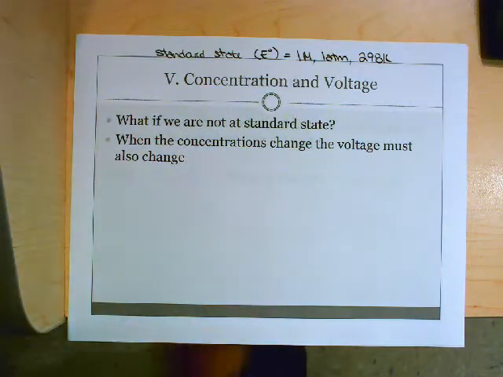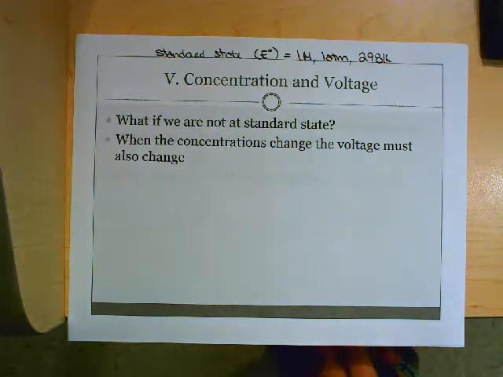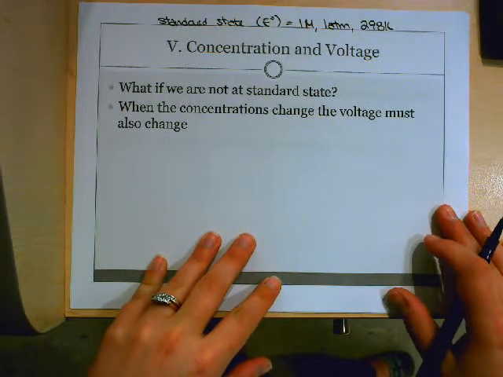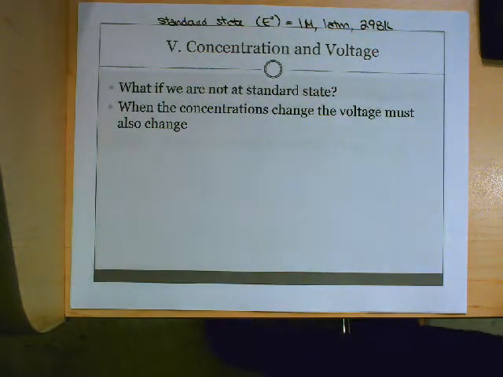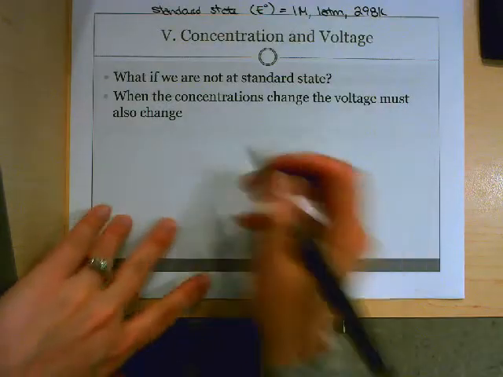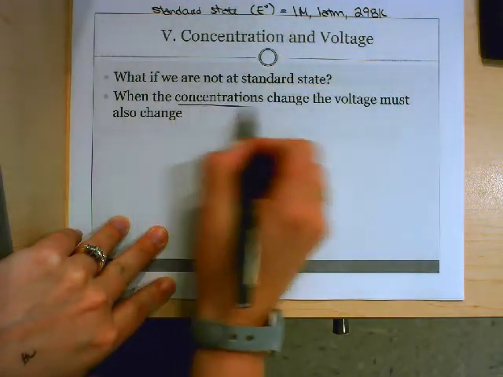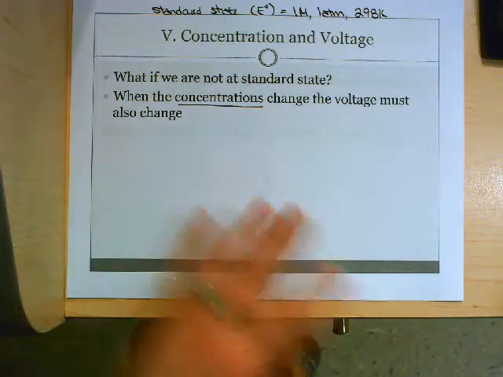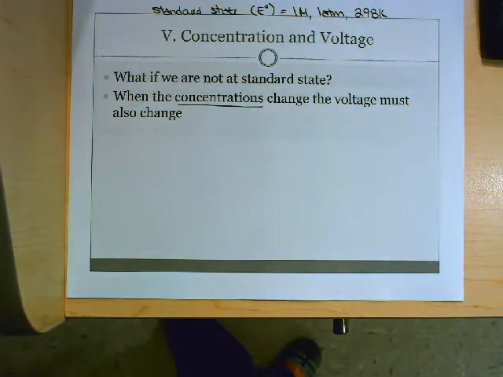So what if I am anywhere but there? What if I don't have 1 molar, or I'm not at 1 atmosphere, or I'm not at room temperature for some reason? The voltage must change because we are no longer at standard state. So we have done something to the reaction that forces the voltage to be different. In particular, we're going to be looking at concentrations. We could be doing it at different pressures or different temperatures, but for the most part, we're going to be looking at concentration issues.